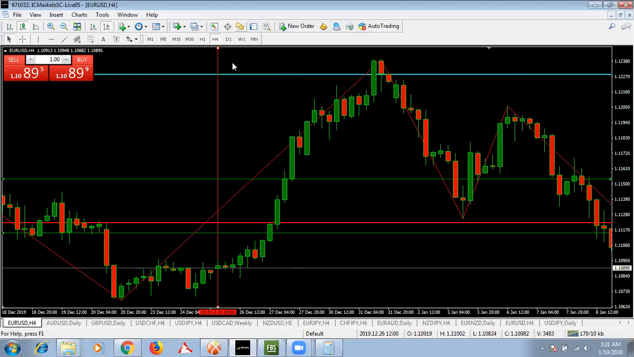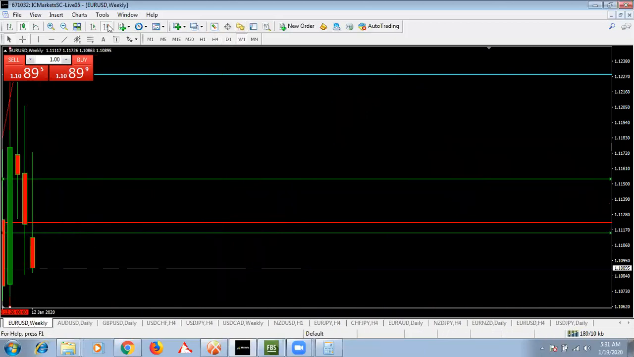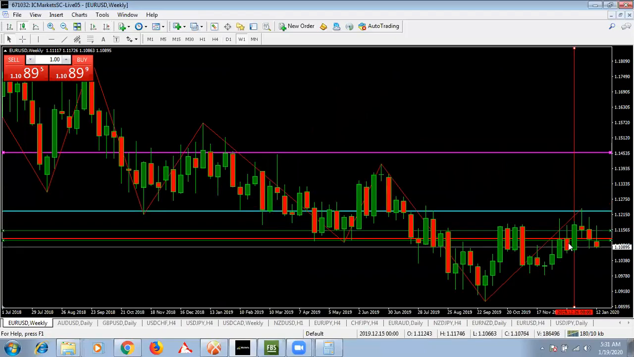Okay, so that is that for daily. If we had used this, it would have been bearish, but the market opened above the pivot point. So that is that for this week.